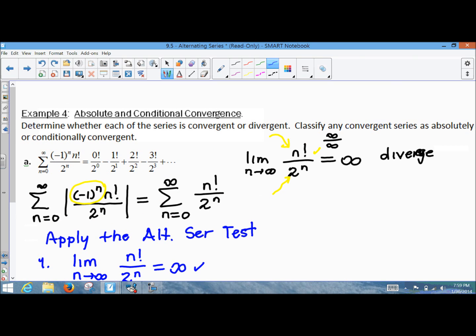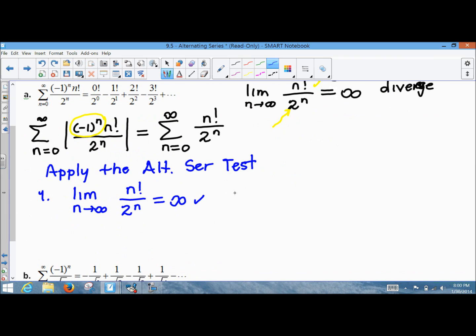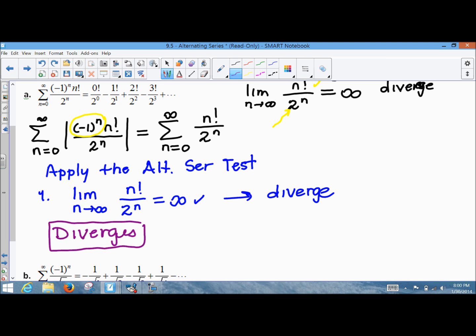So we can then say the alternating series test says that we diverge. Well, if you're going to diverge in both cases, then there's no question about the final answer to this. This alternating series diverges. There's no such thing as conditionally diverge or absolutely diverge. There's only absolute diverge. Diverge is absolute diverge. You only categorize when you have conditional.